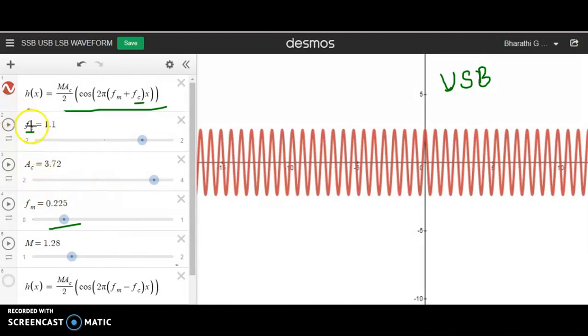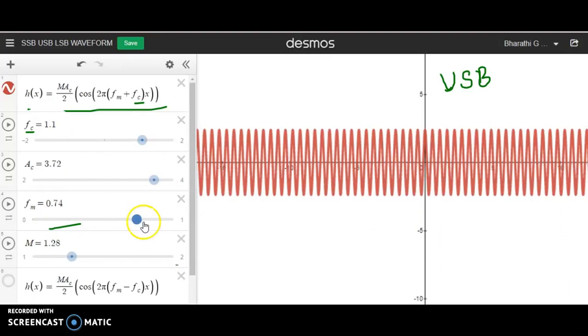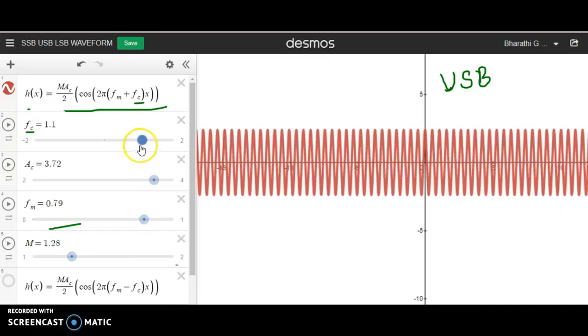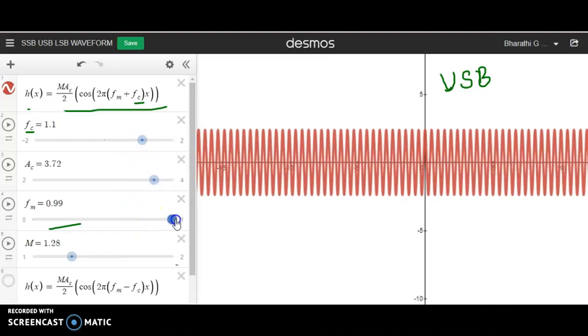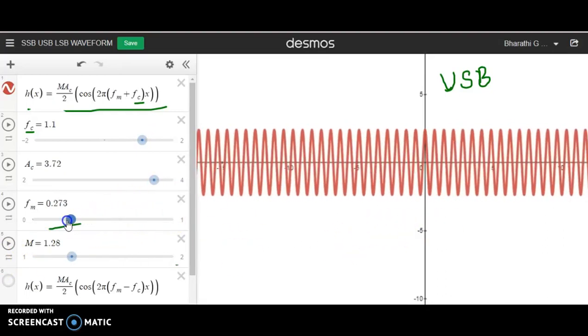Now we analyze the Fc and Fm ranges. Now Fc is greater than Fm. That means I get the waveform when Fc is greater than Fm. If I increase the Fm value, I don't get any clear waveform. It's so congested when I take the same value. For clarity, we take this value range.